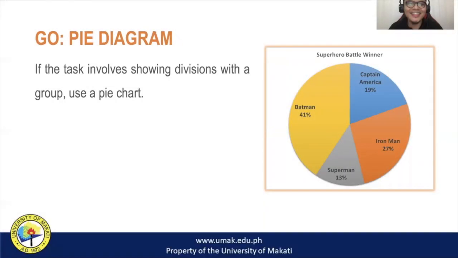Okay, next is the pie diagram or the pie chart. Again, another very popular graphic organizer. If the task involves showing divisions within a group, use a pie chart. As you can see in the picture, it's a superhero battle winner. Captain America, 19%, Iron Man, 27%, Superman, 13%, Batman, 41%, really, okay. So if you want to show specific divisions or percentages, it's a good idea to use a pie chart.